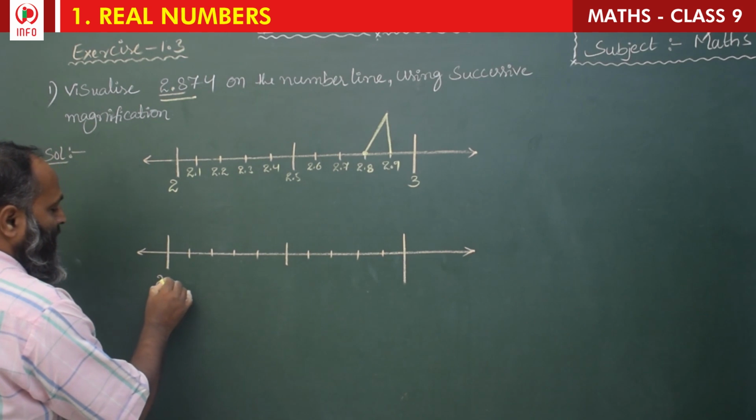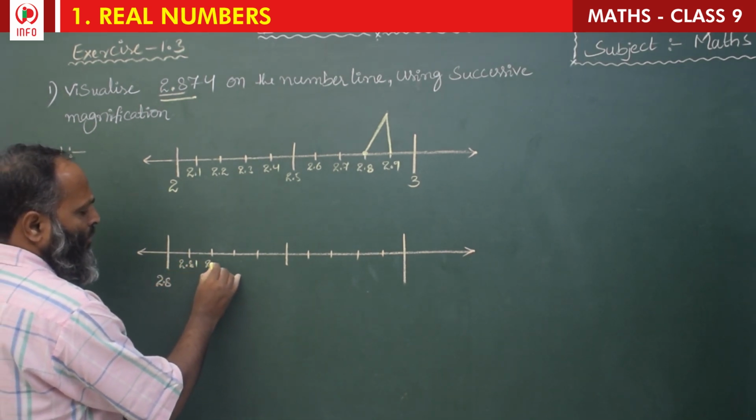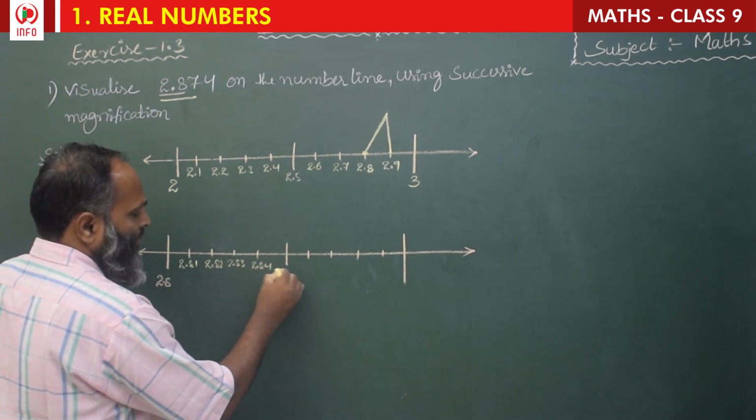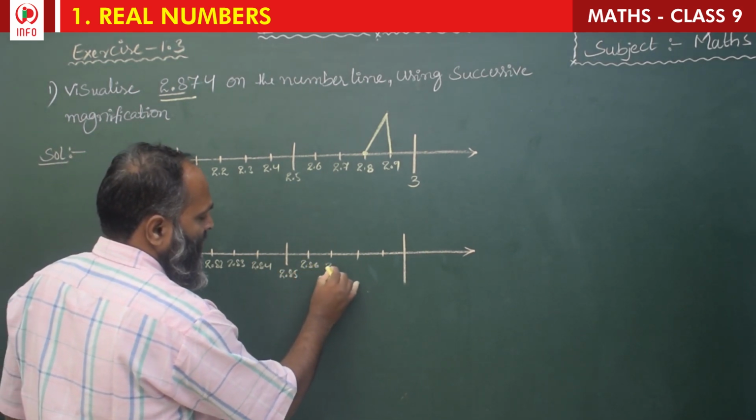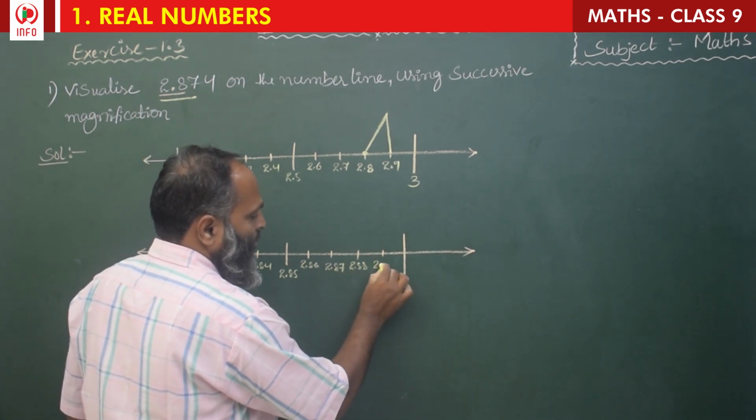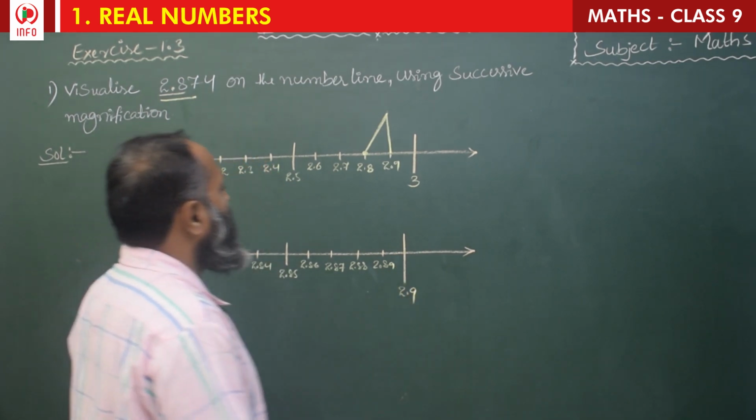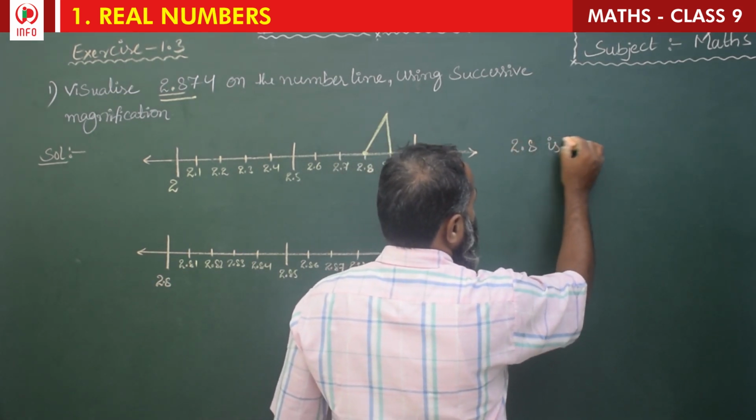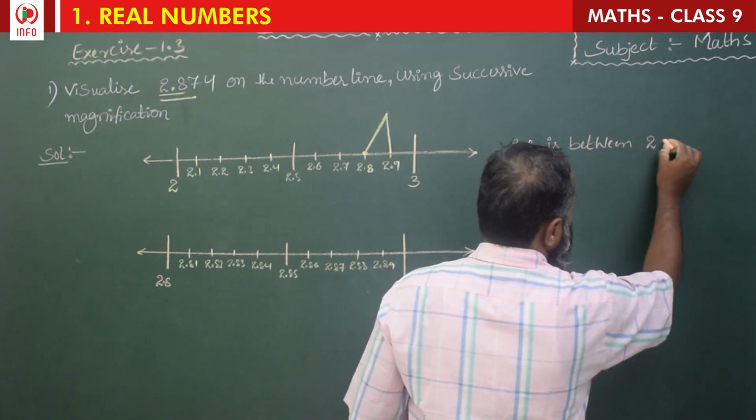So here 2.8, 2.81, 2.82, 2.83, 2.84, 2.85, 2.86, 2.87, 2.88, 2.89, 2.9. Here we should write: 2.8 is between 2 and 3.